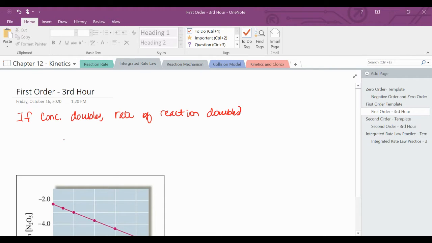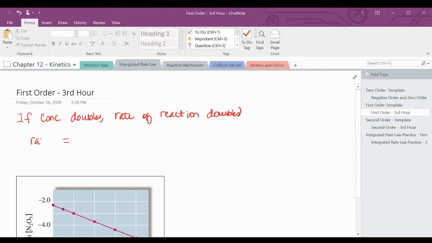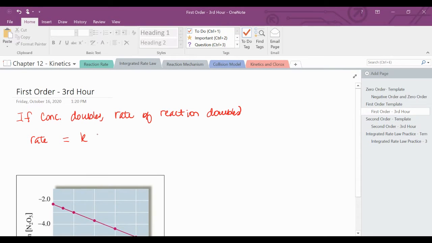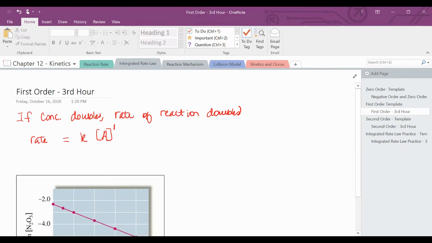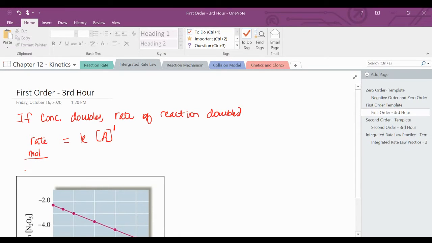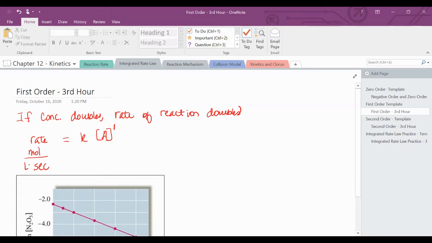So if we think about this, rate would be equal to K times the concentration, and we're just going to use A as our example for the first order. So let's plug in units. We know for rate, it would be moles per liter times seconds. Again, this moles per liter is my molarity.